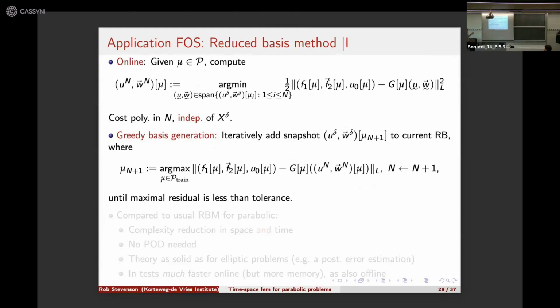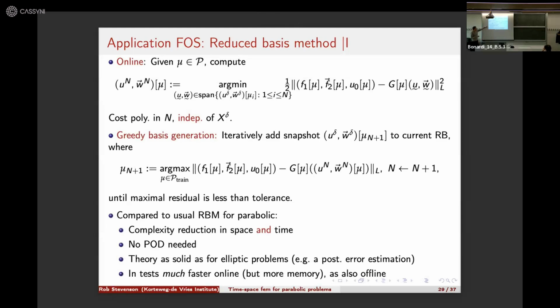Now, how do we select the snapshots? Suppose I have 10 snapshots, then I select snapshot number 11 in such a way that it maximizes the error from the approximation of the first 10 snapshots. And that's what we do. So we always choose a new parameter from a training set for which the approximation from the previous snapshots is as bad as possible.